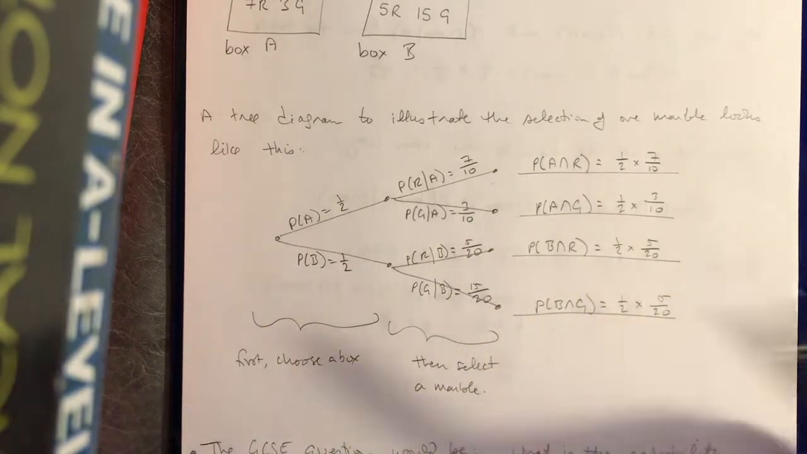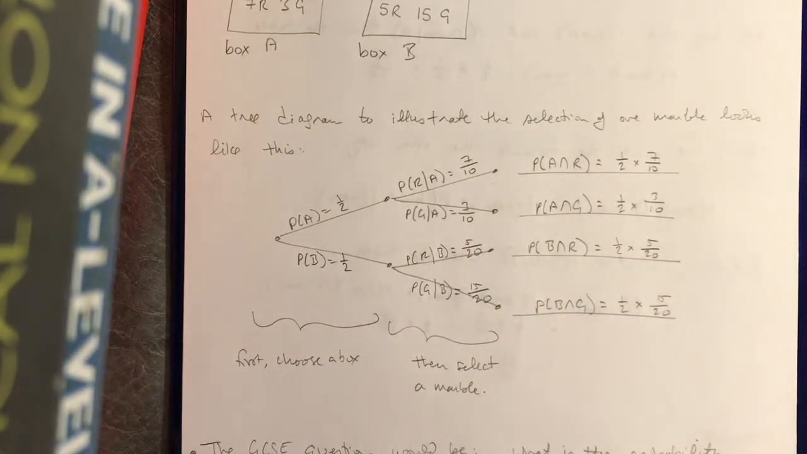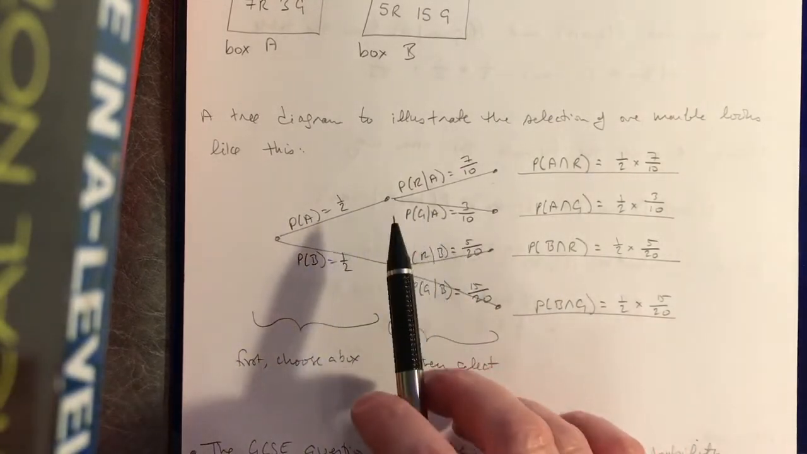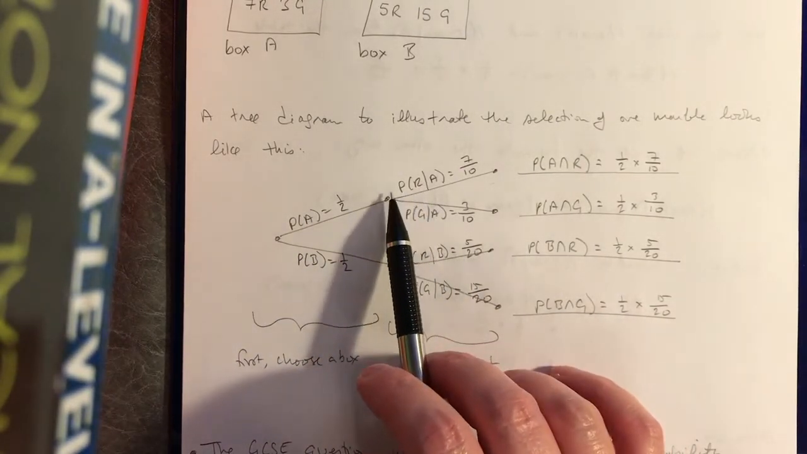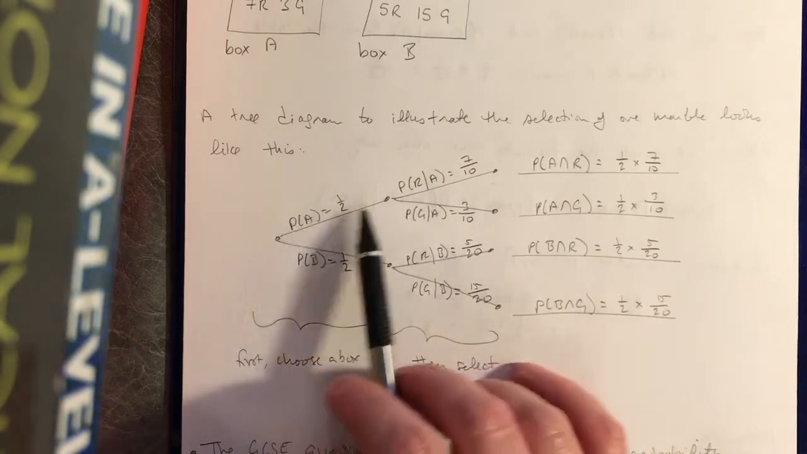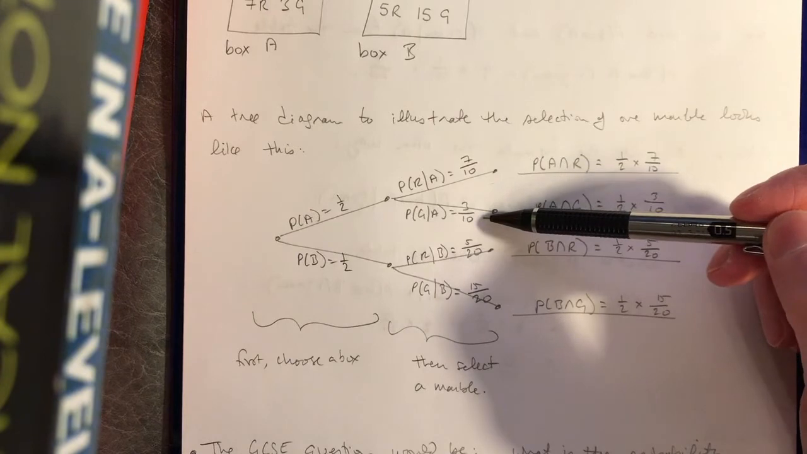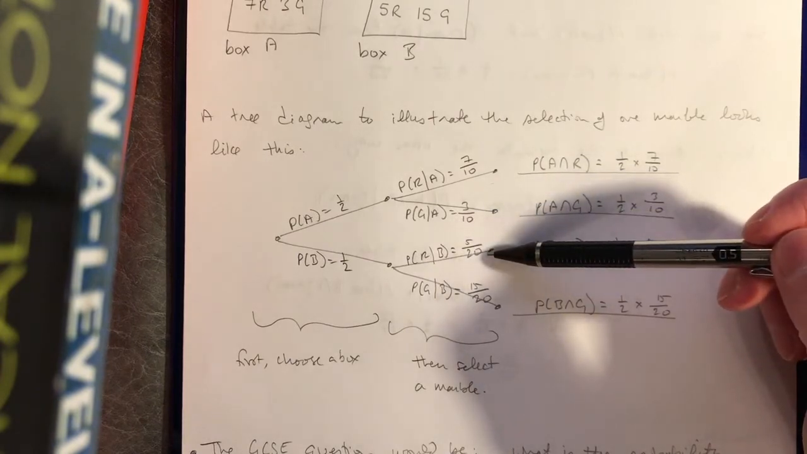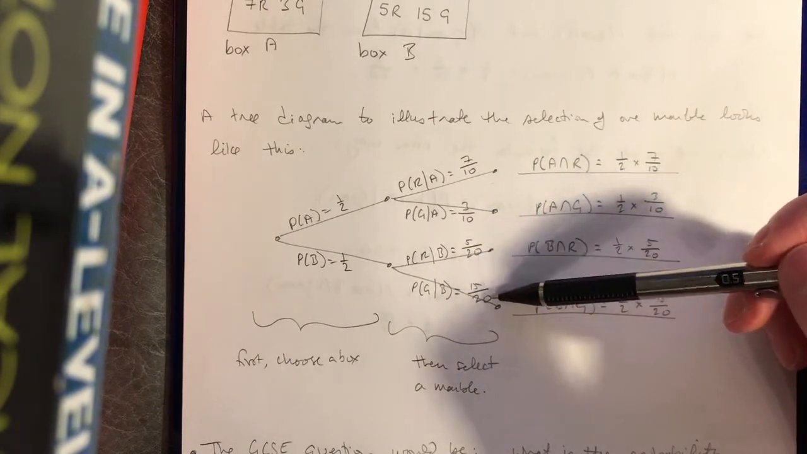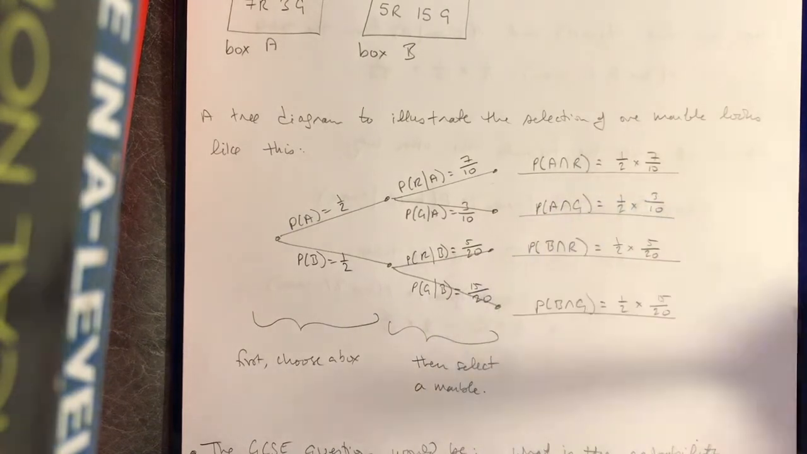This is notation you learn at A level, but you were familiar with the concepts from GCSE level. Okay, so the probability of choosing a red, given that we just chose box A, 7 out of 10, 3 out of 10 for green, 5 out of 20 for box B, red marbles, and 15 out of 20 for box B, green marbles.